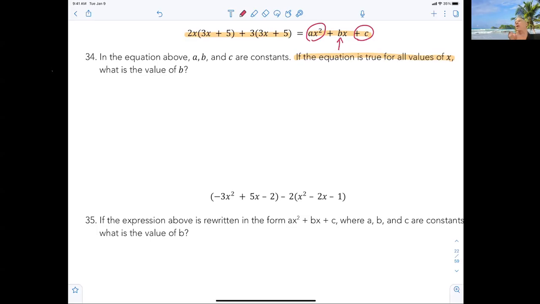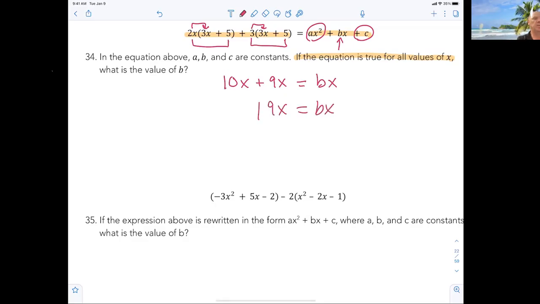Now, if you know that, look how much easier this problem is. If I do 2X times 3X, do I care what that is? No, because that's going to be an X squared. So now, what's 2X times 5? 10X. What's 3 times 3X? Plus 9x. Do I care what 3 times 5 is? No, because that's the constant. So 10x plus 9x must equal bx. So 19x equals bx. So b must be what? 19.